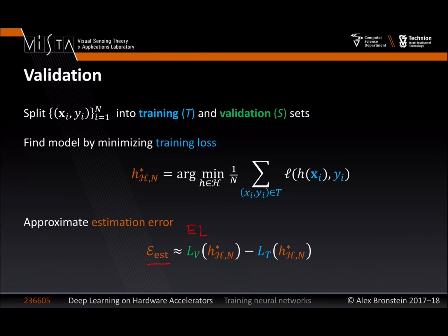A question? Why was this the estimation loss and not the one before it, the approximation loss? Because you're not finding the H star. You're getting the approximated one, aren't you? The red one.